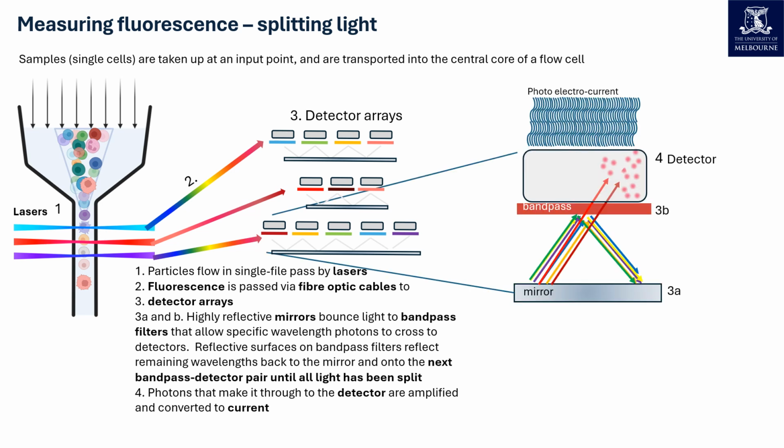When light reaches the first detector in an array, bandpass filters let through light of specific wavelengths, for example, violet, blue, green, yellow, or in this case red. Light that does not match the bandpass filter's spec is reflected to the next bandpass detector pair. Photons that make it through the bandpass filter to a detector are amplified to produce a photoelectron current proportional to the original input of photons.